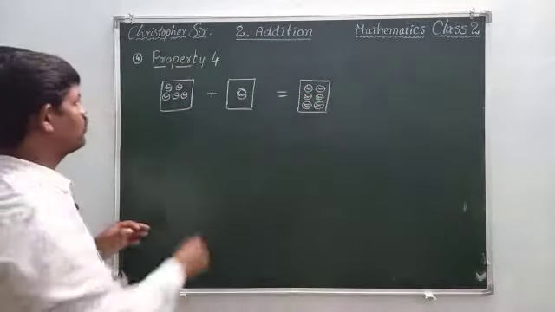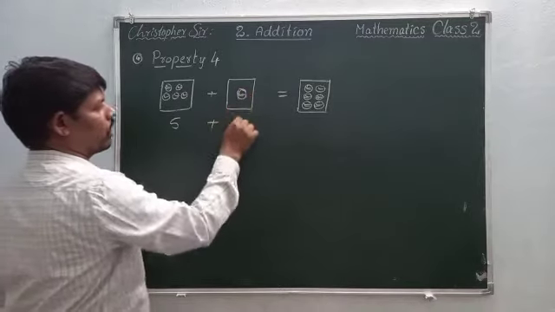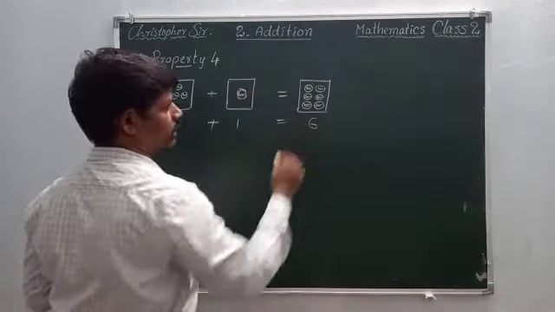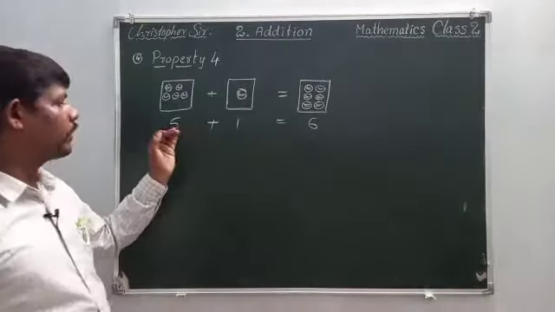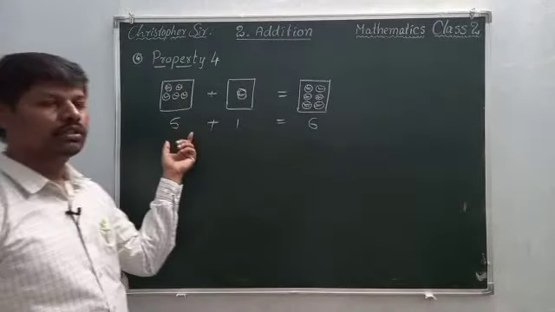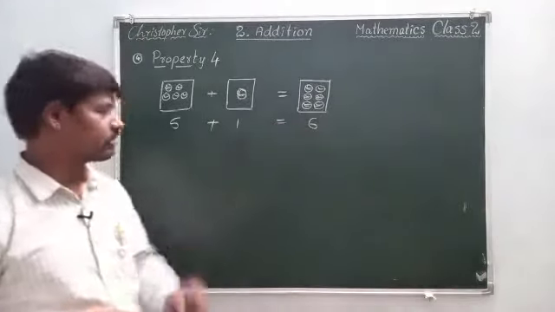So 5 plus 1 you get 6. 5 plus 1 you get 6. That means we are adding 1 to a number. 5, you are getting the next number 6.